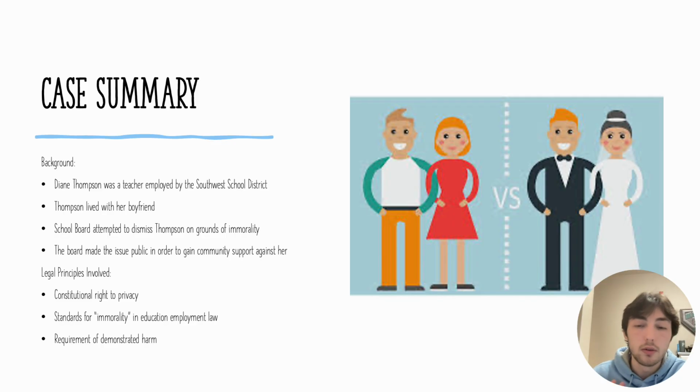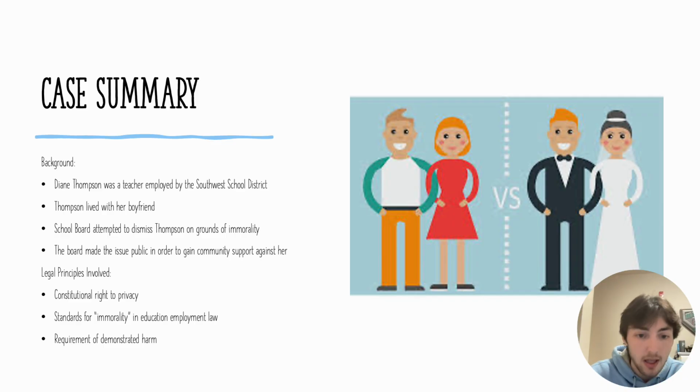But eventually the school board found out about this, and they attempted to dismiss Thompson on grounds of immorality. And after they tried to dismiss her, they actually made this issue public in order to pin the community against her. And obviously Thompson was not okay with making her private business public.